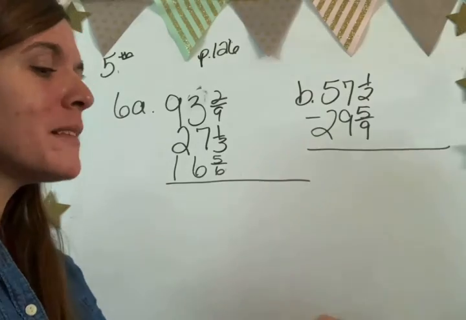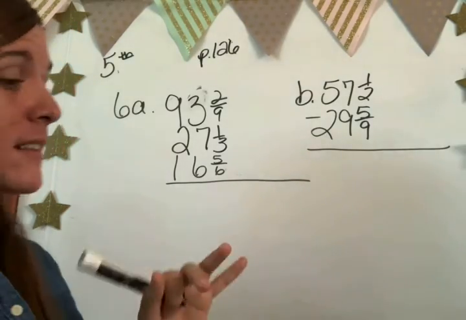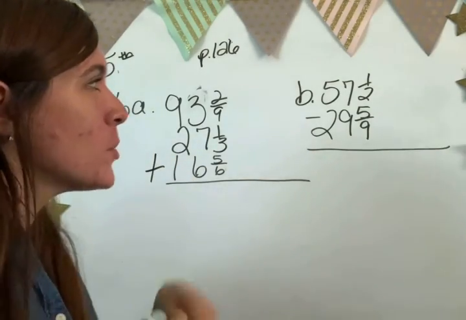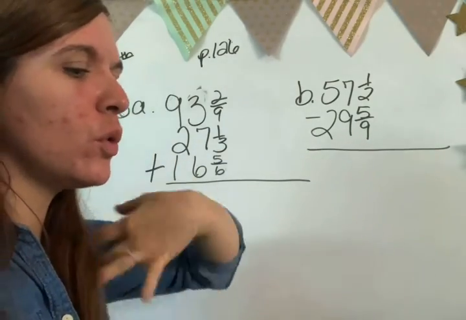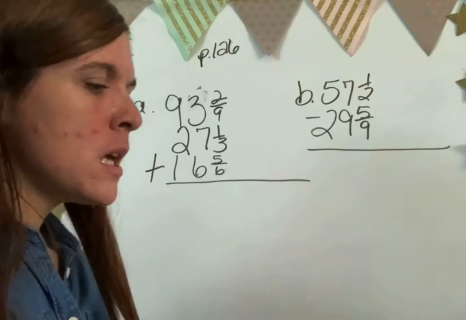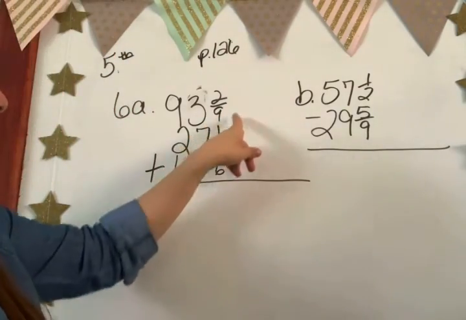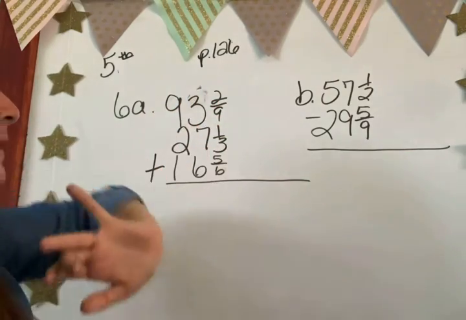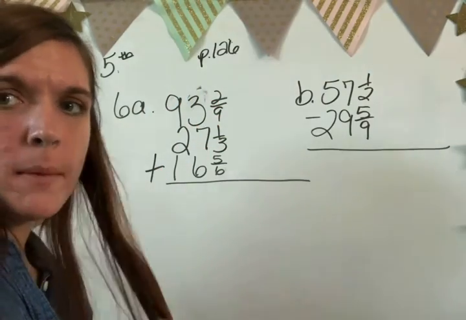So what would the common denominator be? Look, this is number 6, letter A. Let's do this one together. We're going to do B together, and then I'll let you do a couple by yourself. Our denominators are 9, 3, and 6. So what's my common denominator?